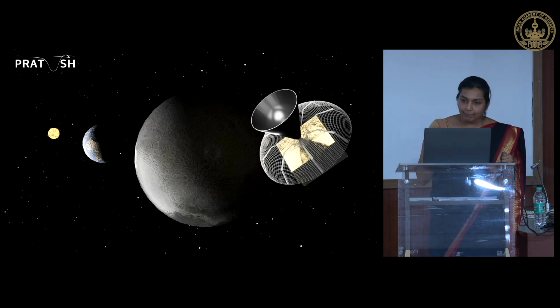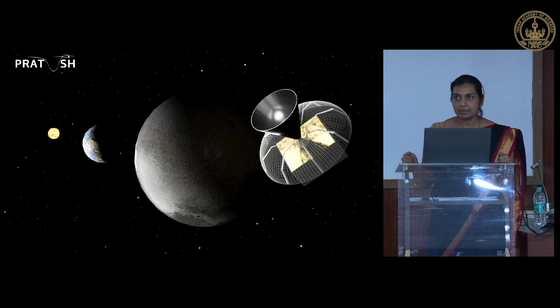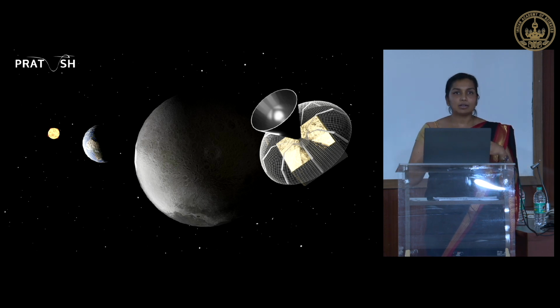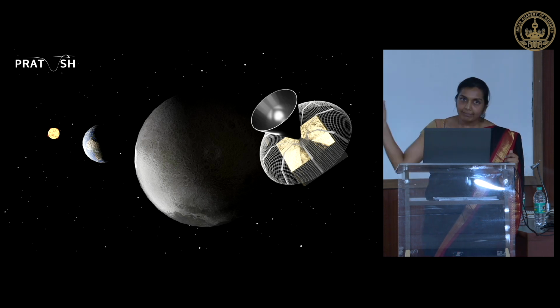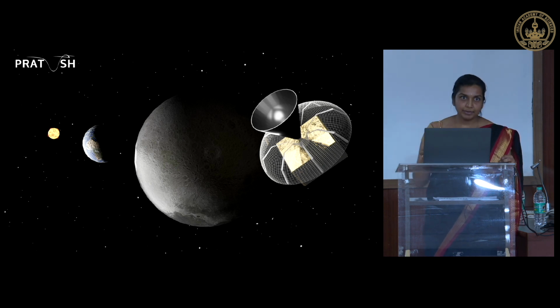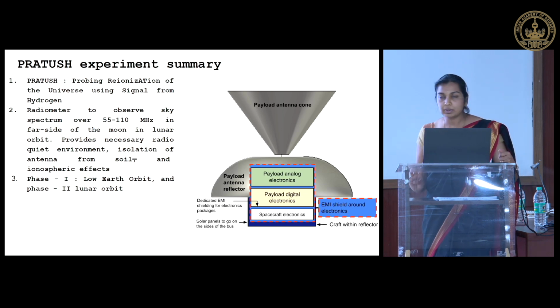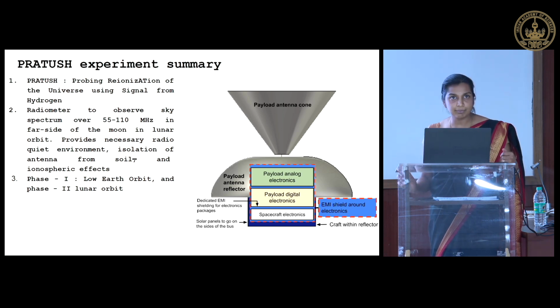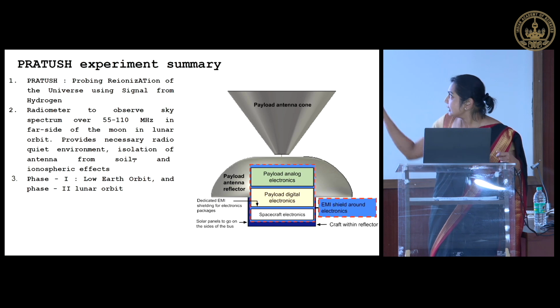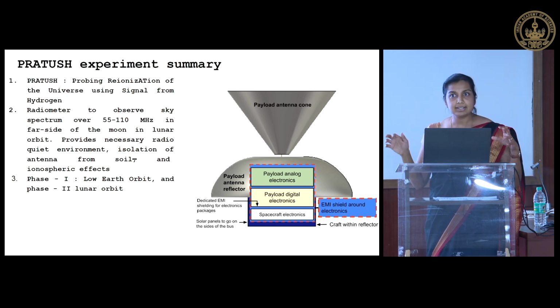Okay. So keeping this in mind, our group has proposed an experiment called Pratush to ISRO as part of an announcement of opportunity, and we were successfully awarded a seed fund, like a grant, to develop a concept model of Pratush. So this design was arrived at after we got that seed funding. So this is a summary of what the experiment will look like. We are focusing on the 55 to 110 megahertz frequency range. That conical gray structure and the funny thing below it, the umbrella below it, is the antenna.